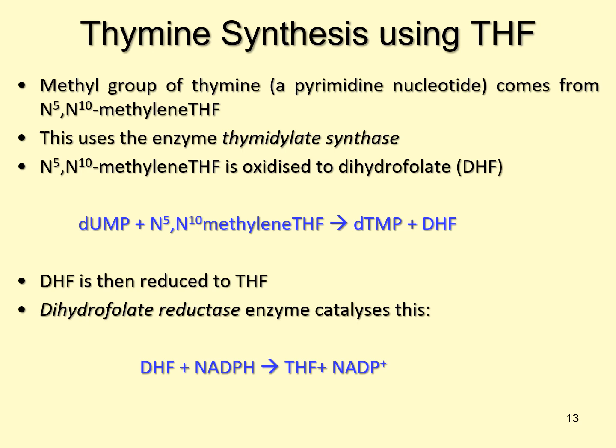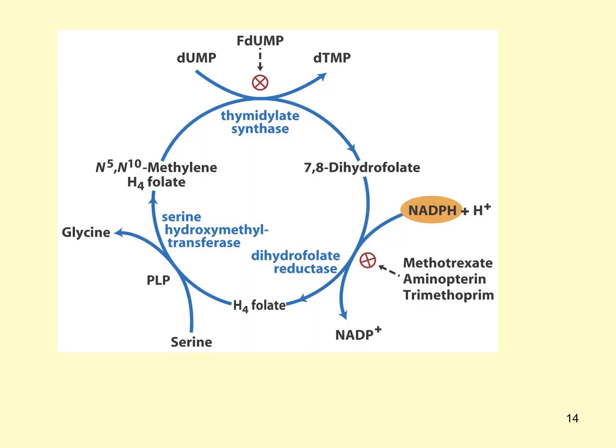This one is also the mechanism. So have a look at this diagram, which shows how N5,N10-methylene folate can be converted to 7,8-dihydrofolate, which in turn forms folate in the presence of PLP, pyridoxal phosphate. Serine can also be converted to glycine. So this is how the mechanism takes place.